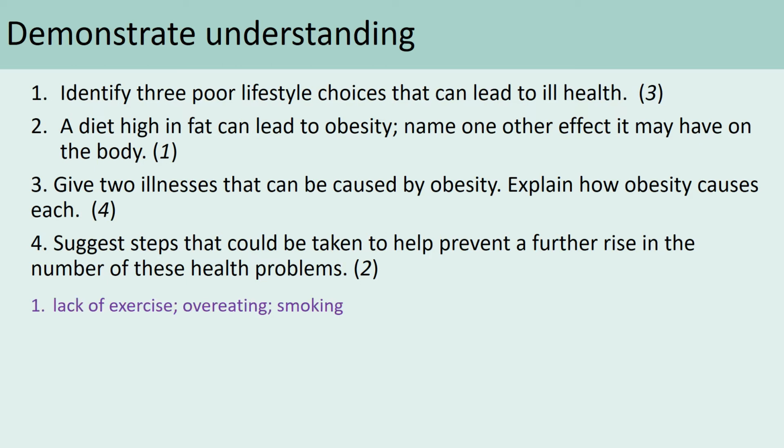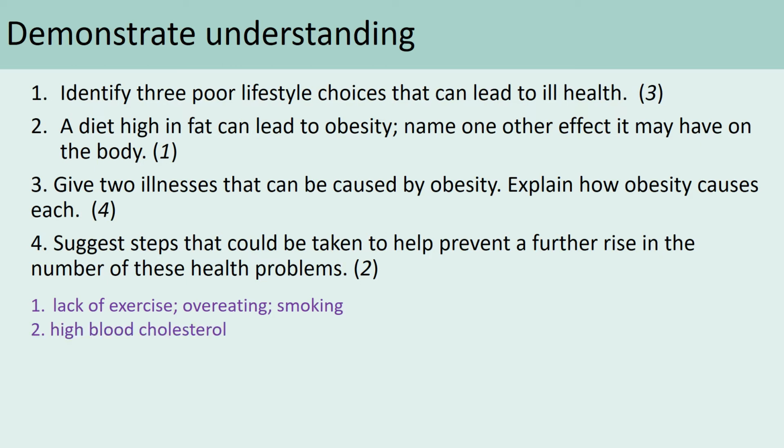Okay, so question number 1, identify 3 poor lifestyle choices that can lead to ill health. So lack of exercise, overeating or poor diet, smoking. Okay, you might have mentioned other ones that we haven't covered in these lessons. So drinking too much alcohol, drugs, illegal drugs, things like that would count too. Number 2, a diet high in fat can lead to obesity. Name 1 other effect it may have on the body.